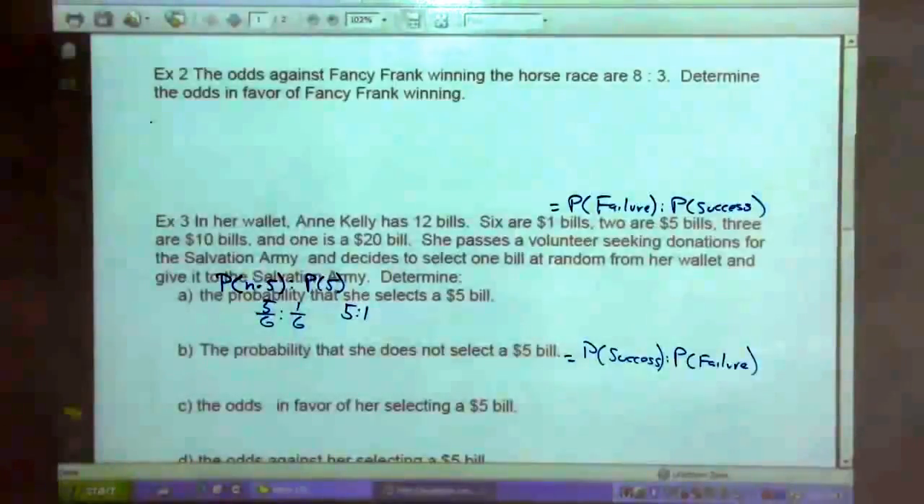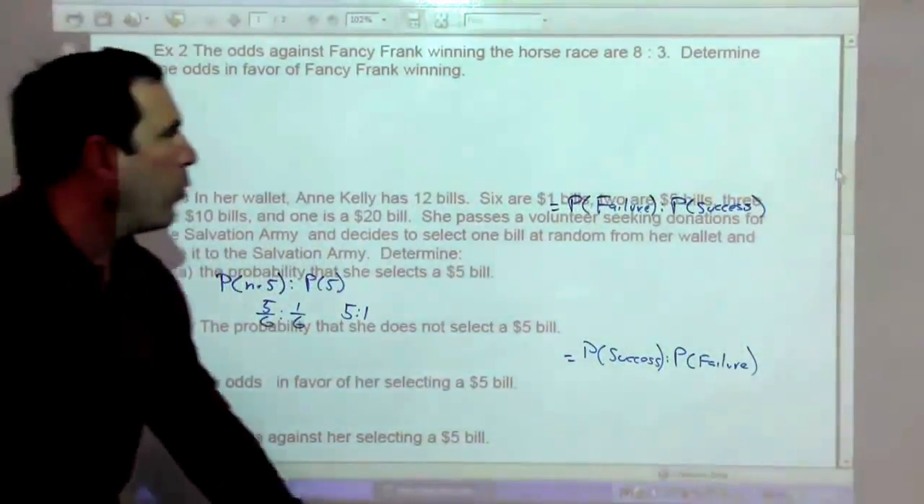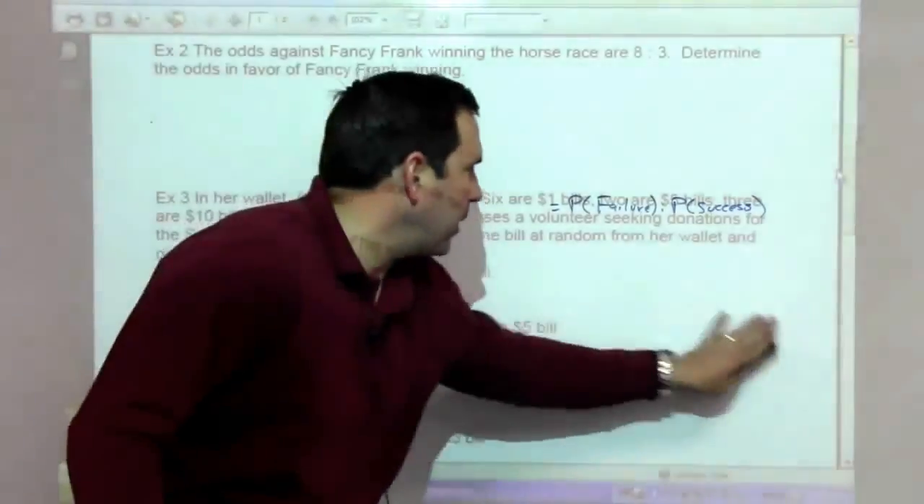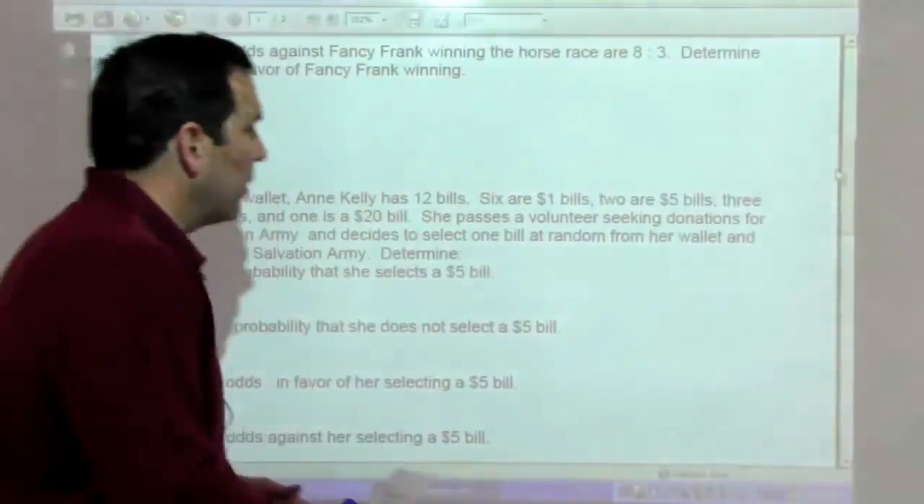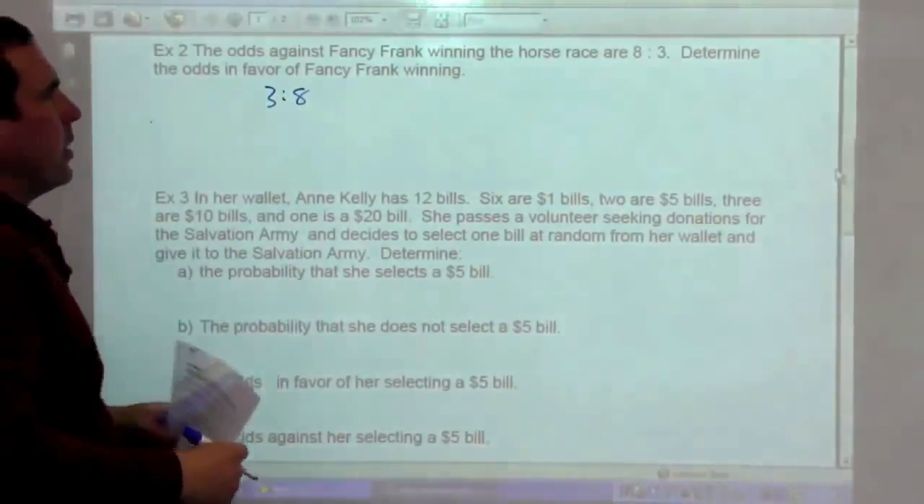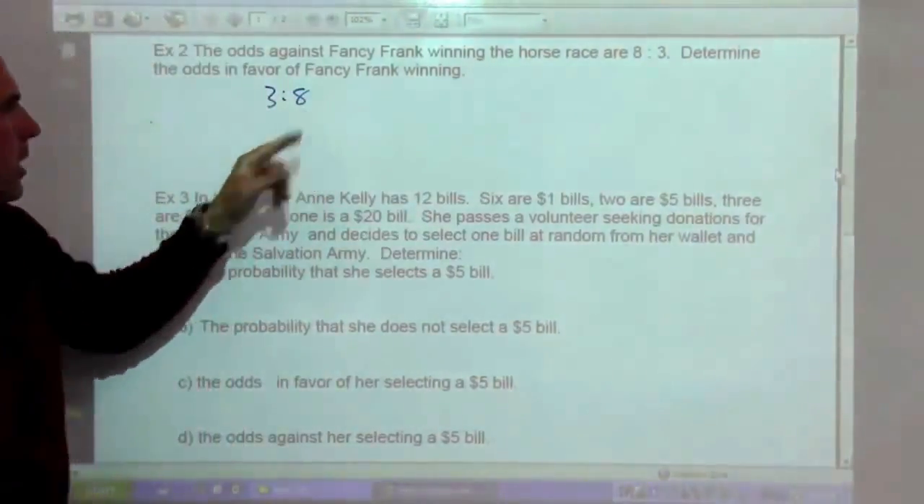Example 2. The odds against Fancy Frank winning the horse race are 8 to 3. Determine the odds in favor of Fancy Frank winning the horse race. Well, I'm just going to flip it around: 3 to 8. 8 ways to lose compared to 3 to win. That means 3 to win compared to 8 to lose.